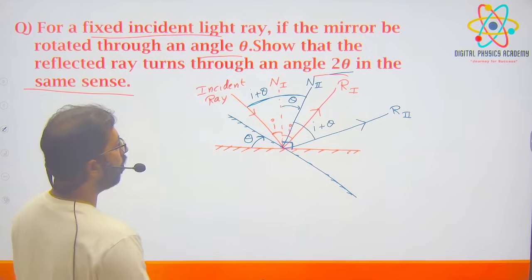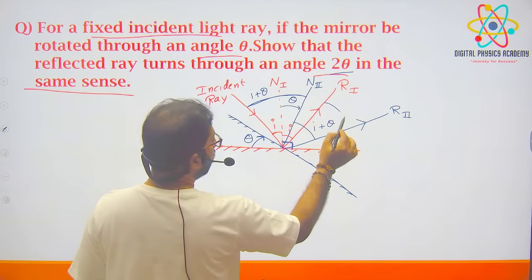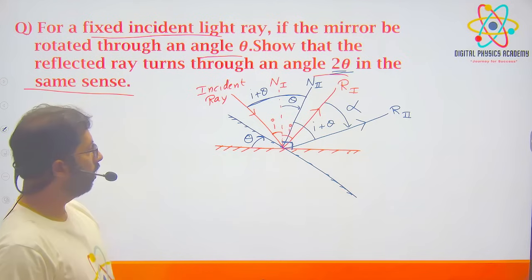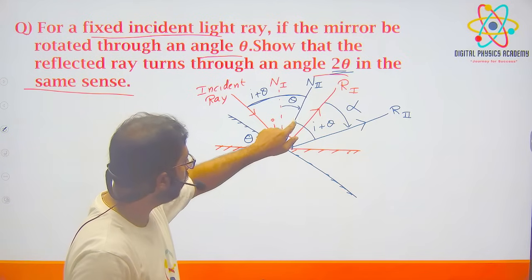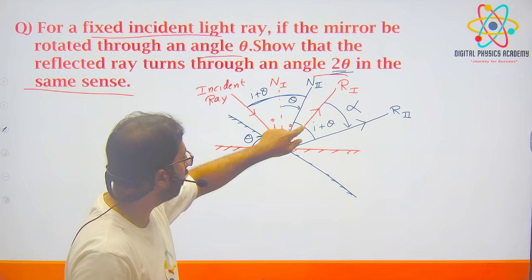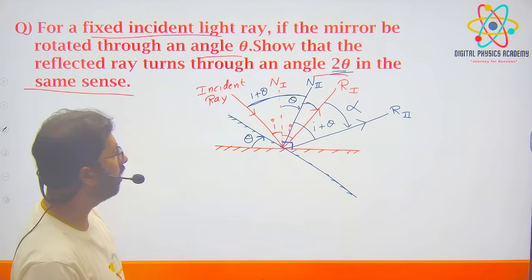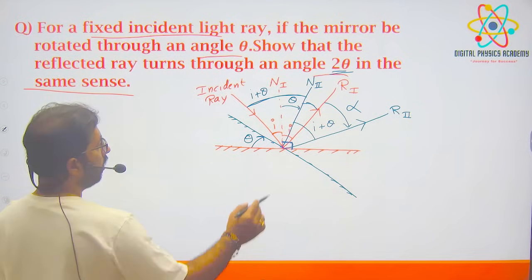Okay. Now I want to prove this angle, the new shifted angle I call alpha. We have to prove it is 2 theta. So how will it come? See, from here to here the angle is i plus theta. If I know this angle and subtract, we will get this alpha. Okay. So how to find this angle?